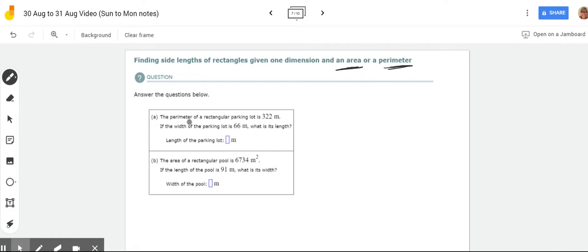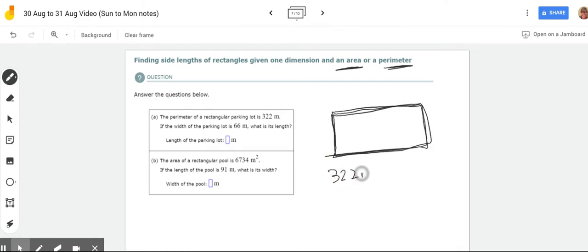It says the perimeter of a rectangle is 322. That means you walk around this rectangle and you're going to get 322 meters. Okay, that's the distance all the way around. Okay, if the width is 66, it doesn't matter which side you pick as the width.